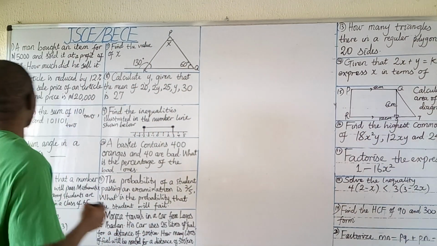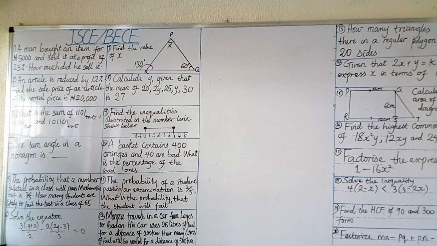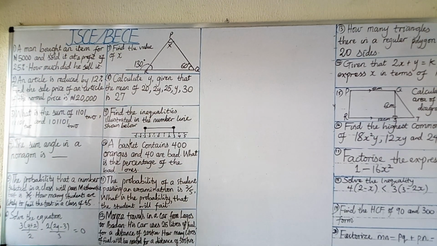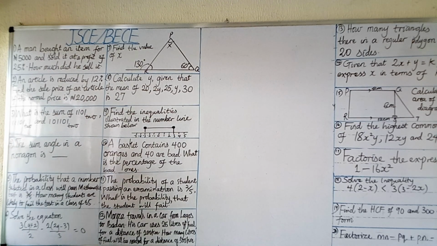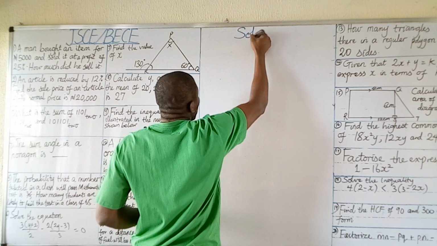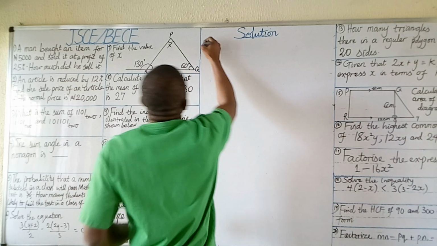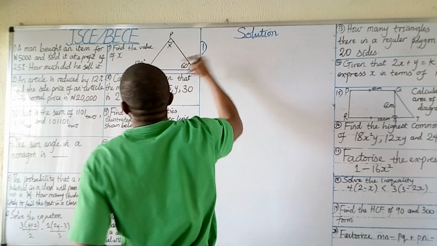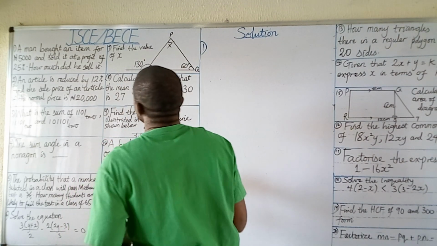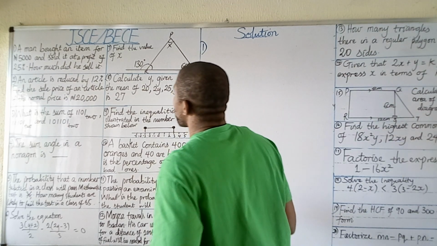So question number one goes thus: a man bought an item for 5,000 naira and sold it at a profit of 25%. How much did he sell it? Solution: I'll be doing most of my solvings over here. So the solution will be here. For question one, the man bought an item for 5,000 naira and sold it at a profit of 25%.